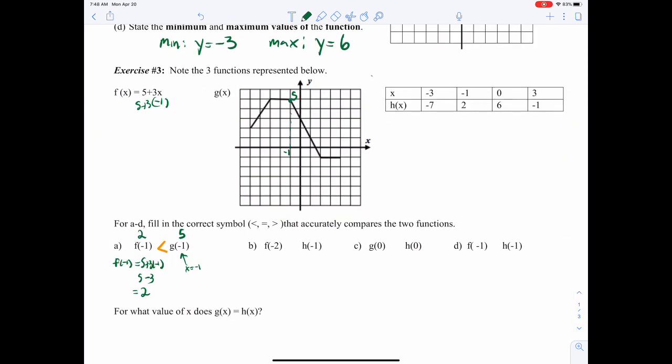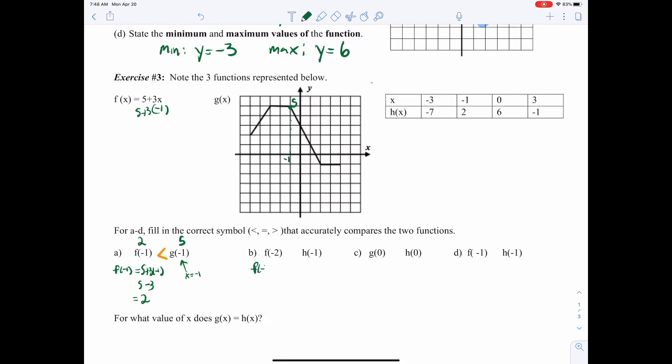All right, B here, f of -2, h of -1. Well, same idea. For f of -2, you plug in -2 for x into your equation right here. So you're going to get 5 plus 3 times -2, which is 5 minus 6, which is -1. So this y value is -1. And h of -1, well, again, that's your x equals -1. And when x equals -1, what does h of x equal? What does your y equal? It equals 2.